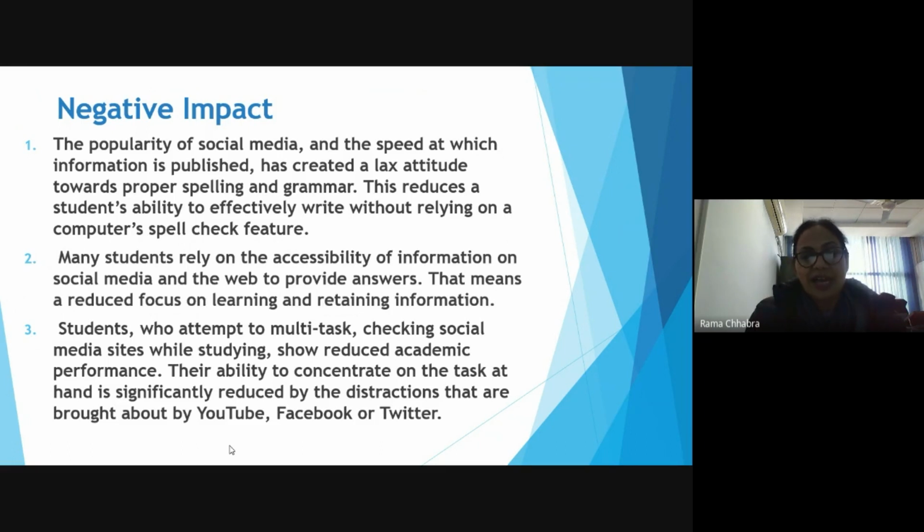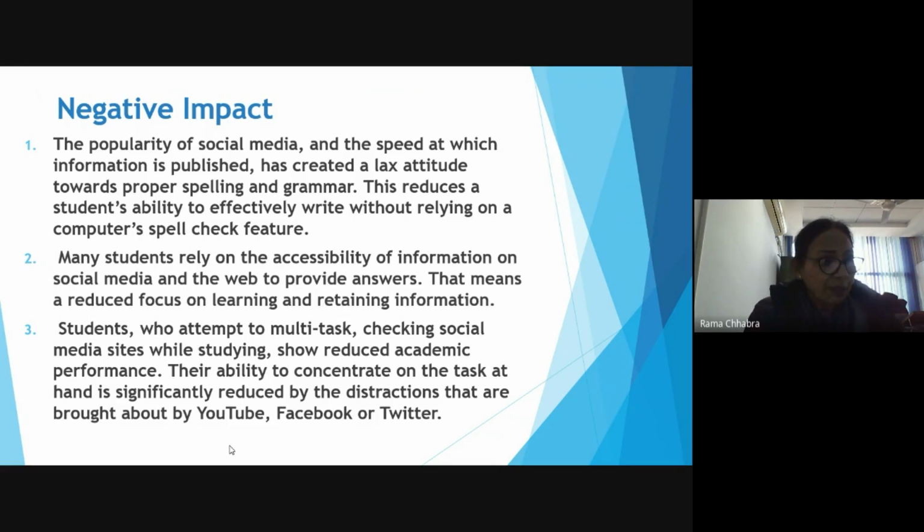Many students rely on the accessibility of information on social media and the web to provide the answers. That means a reduced focus on learning and retaining information. See, our ability to retain information has decreased. I think if we have to multiply by 2, we just pick up our phone. And the willingness to spend more time researching and looking up good information has reduced, because we got used to the ease of accessibility to information on social media.